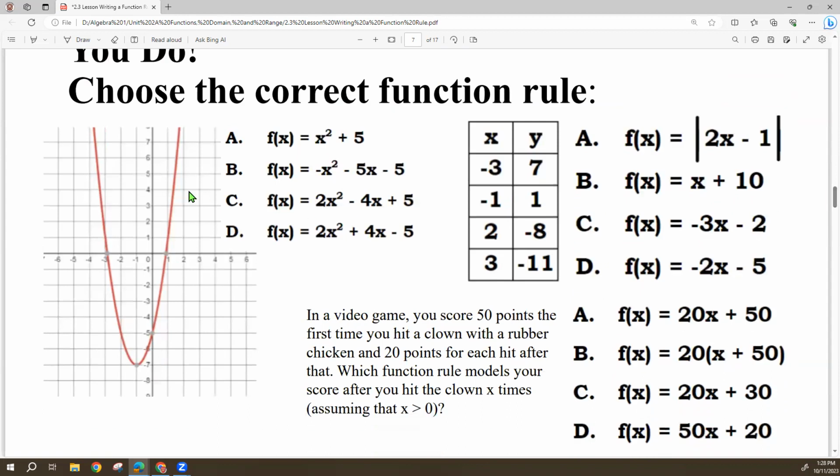So I have 3 for you to do. I have 1 graph, 1 table. Here are the answer choices. And 1 word problem. Here are the answer choices. Please pause here and try these on your own.